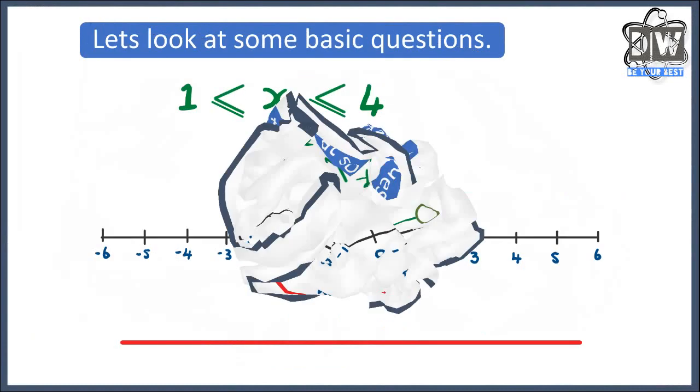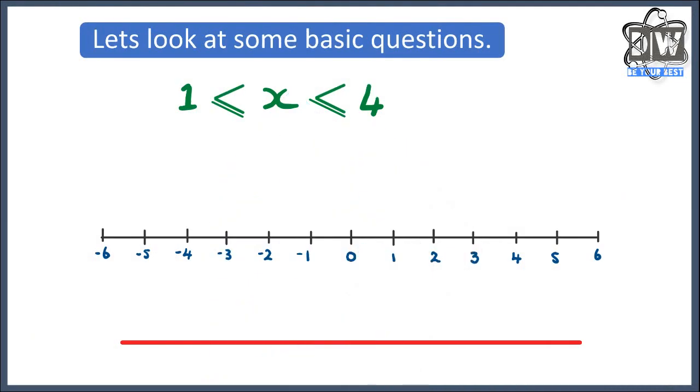Right, I wanted you to give this next one a go. So first things up, I'll draw that number line out. And now I want you to write all the values that x could be. Pause the video, give it a go, come back and see if you've got it right.